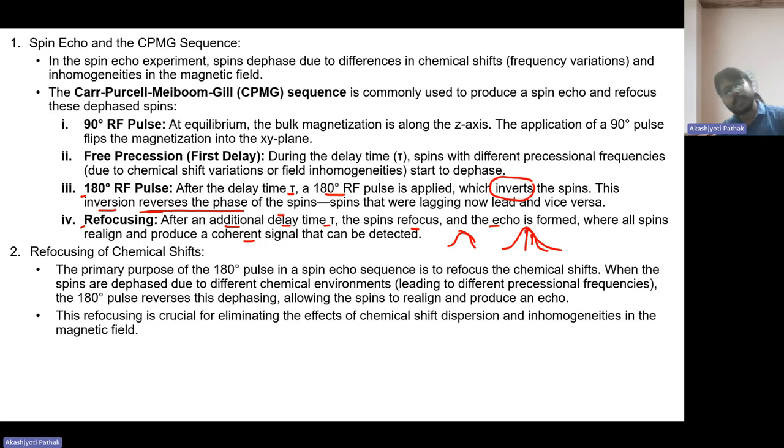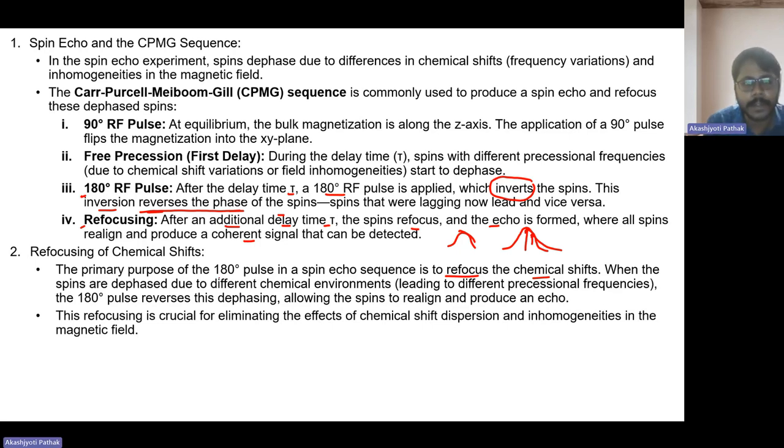So, refocusing of chemical shift. The primary purpose of the 180 pulse in a spin-echo sequence is to refocus the chemical shifts when the spins are dephased. This is the main purpose. If I had not given that 180 pulse and had gone for the intensity measurement by just applying the 90-degree pulse, then what would have happened? I wouldn't get that increased magnetization signal that I get because of this reversal or inversion in the spin from the 180-degree pulse.